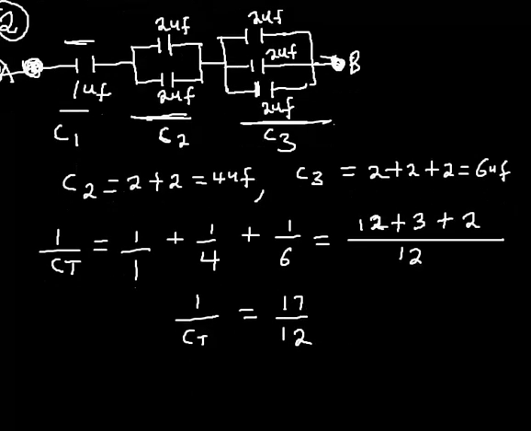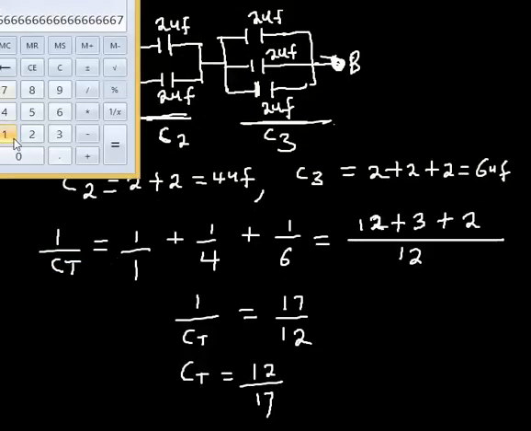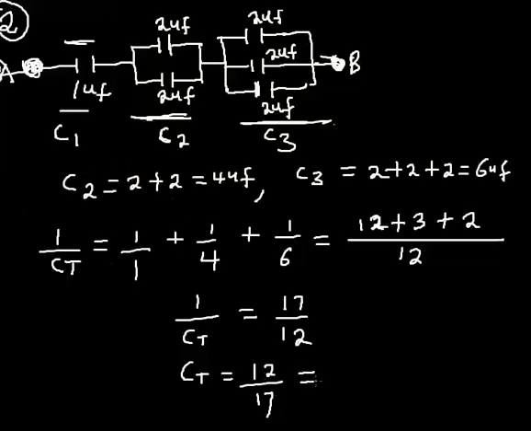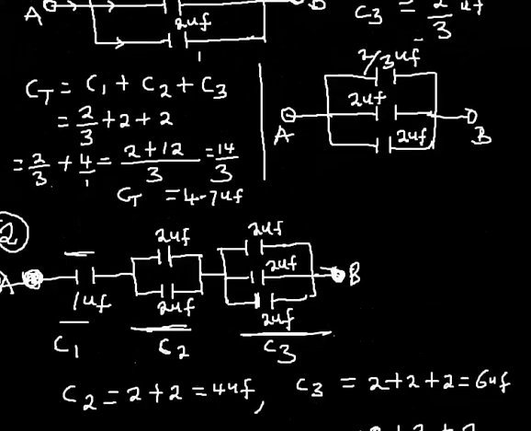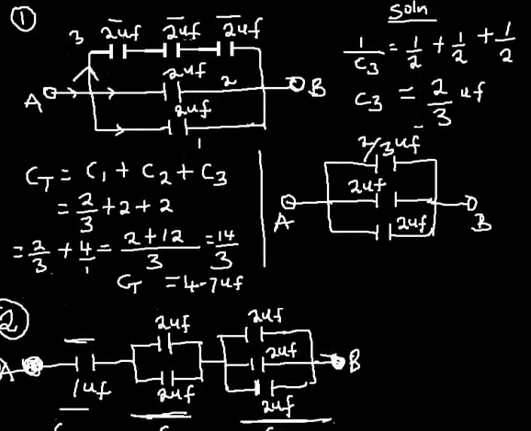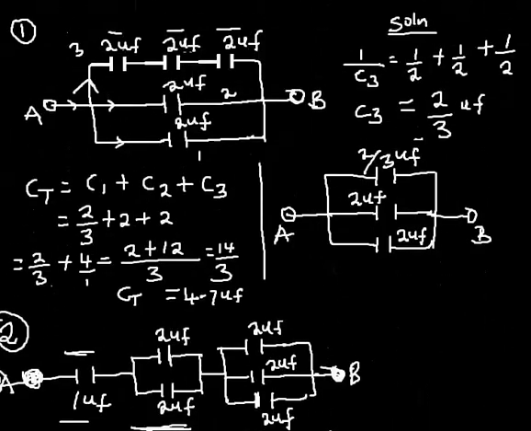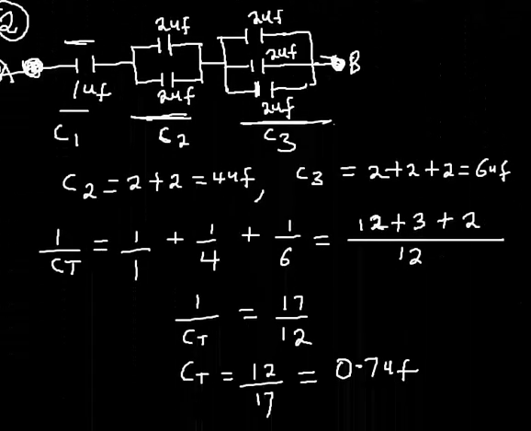Remember, what you're looking for is the total capacitance CT, so that's going to be 12 over 17. Let's do that with a calculator: 12 over 17 is approximately 0.7 microfarad. It's just for you to know the connection, then you can resolve it. I hope that is well understood. I will still solve more questions on this.